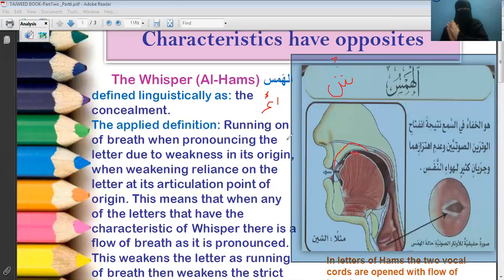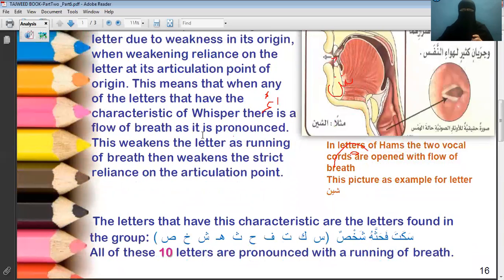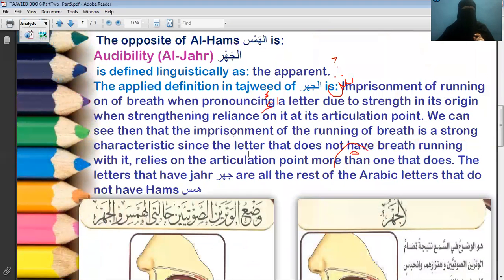So there are some letters with hams. All the letters? No, some of them. We collected these letters in fahasathu shakhsun sakat. All of them, if I put sukun over them, I will make running of the breath. Why? Because when I pronounce them, I touch simply the articulation point. I will not close the articulation point. We collected these letters in fahasathu shakhsun sakat.